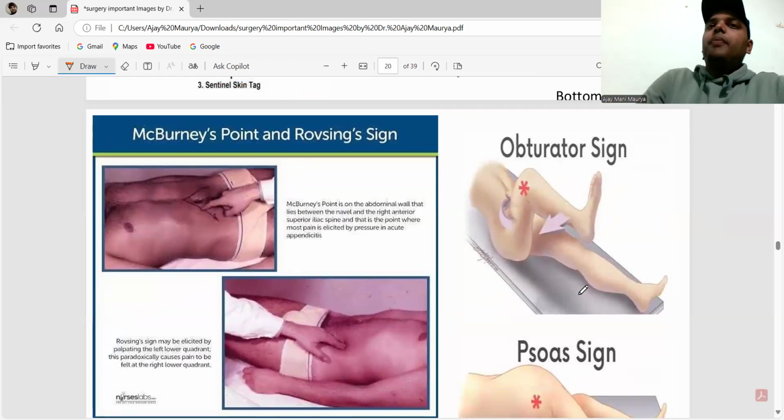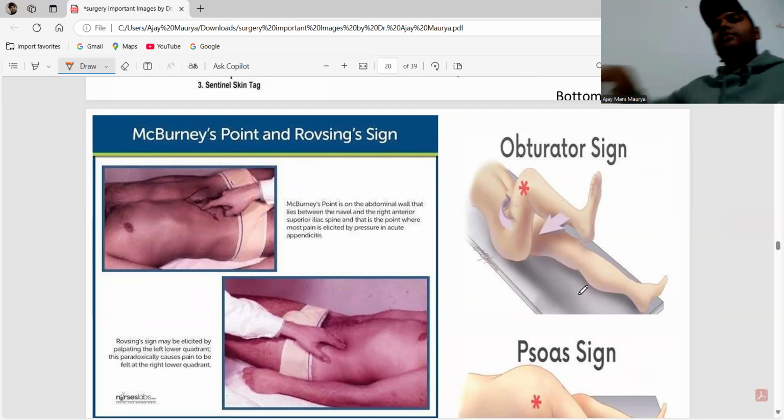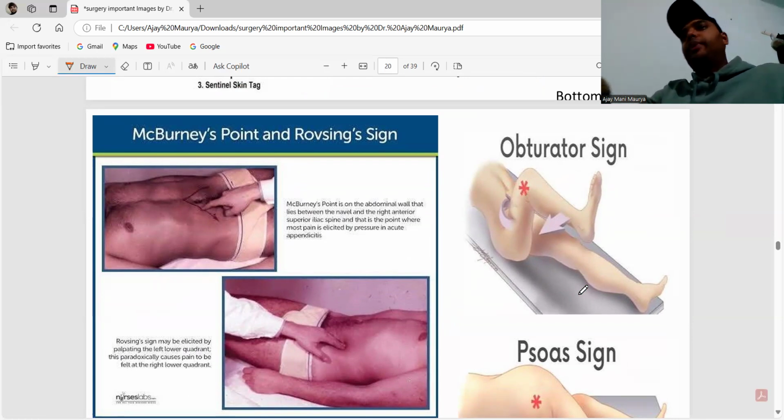Now this is the case of appendicitis. You have to tell the patient to lift the leg and sit up. Guys, you have to apply pressure here and tell the patient to raise. If there is appendicitis, guys, it will give pain here.